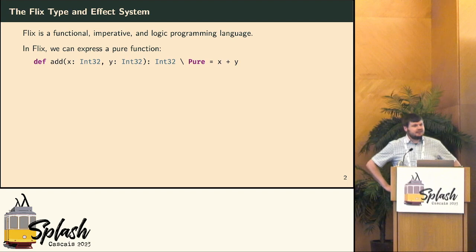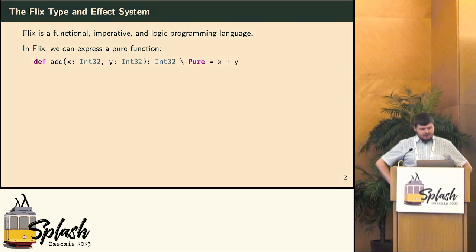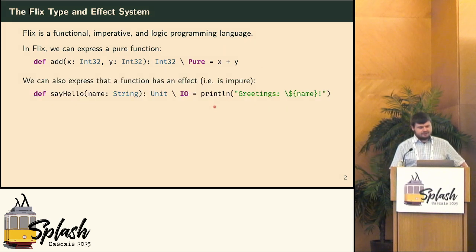I work on the Flix programming language. It's a functional, imperative, and logic programming language. In Flix, we can write pure functions. It looks something like this, saying here the addition function, adding x and y, doesn't have any side effects. We can also write impure functions, in this case, sayHello. This function prints to the console and it has an I/O effect.